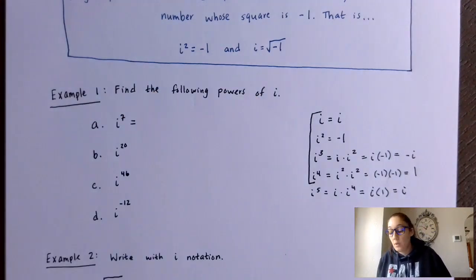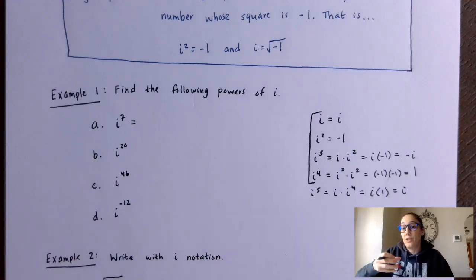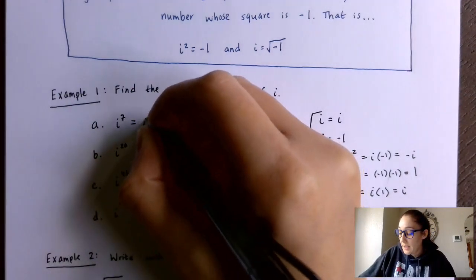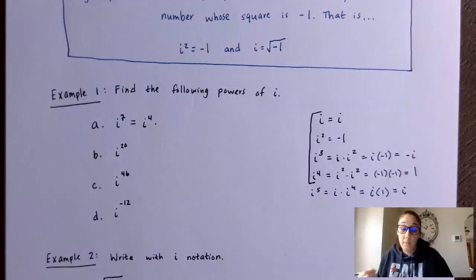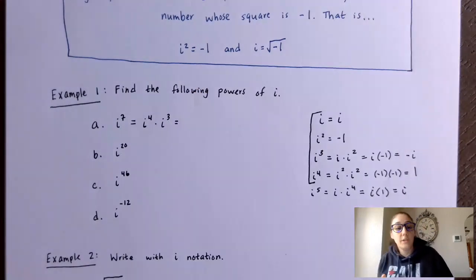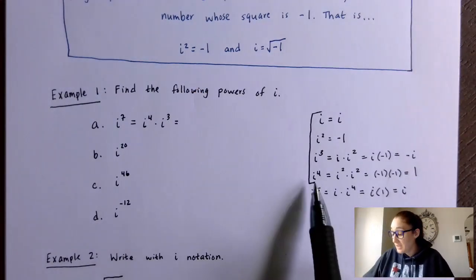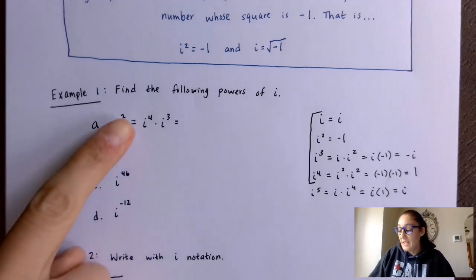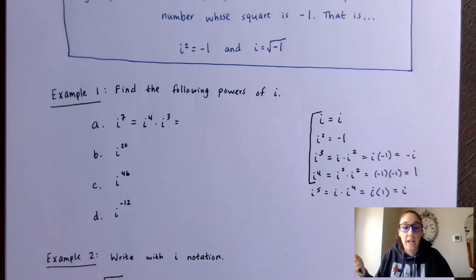Anytime you have a value larger than i to the 4th, you want to factor out as many i to the 4th sets as possible. So here for i to the 7th, I'm going to rewrite this as i to the 4th, and what I'm left with is 3 more i's, so I have i cubed. The reason I want to use i to the 4th as much as possible is because i to the 4th has a value of 1, and multiplying by 1 is as if I didn't even have it. i cubed times 1 is just going to be i cubed.